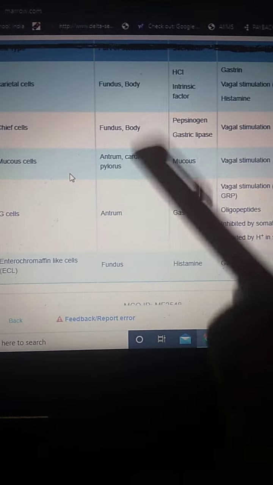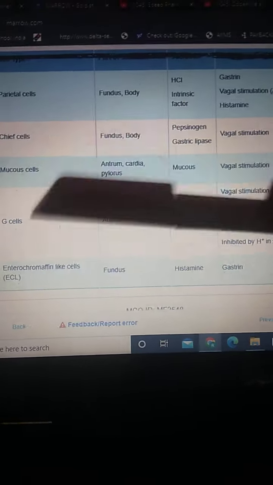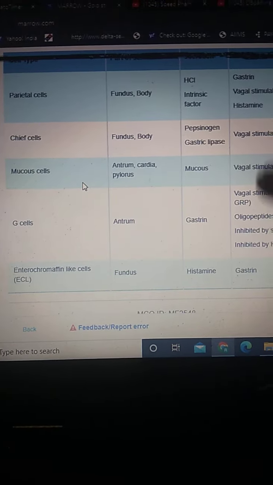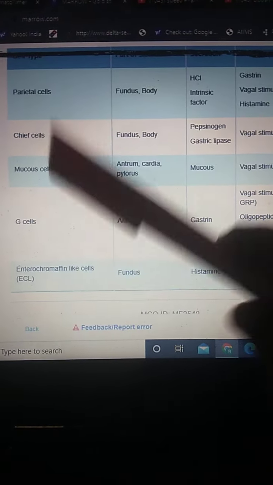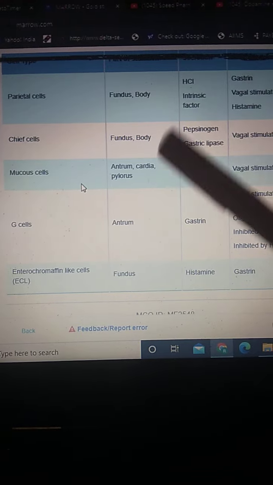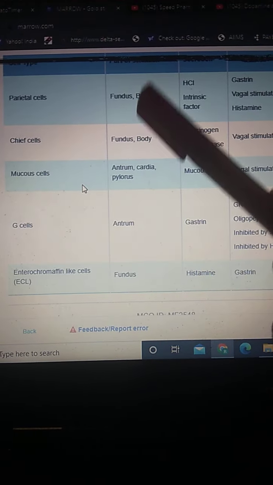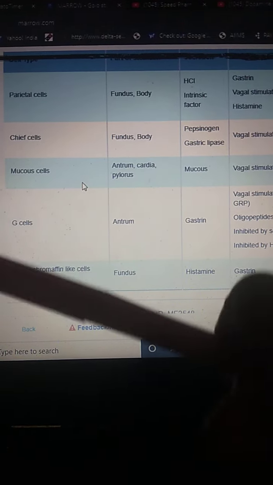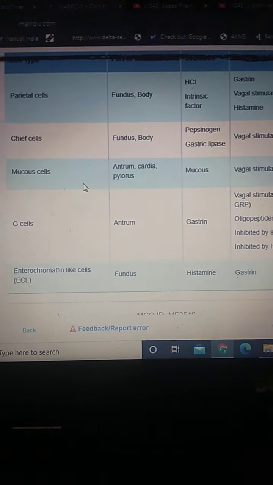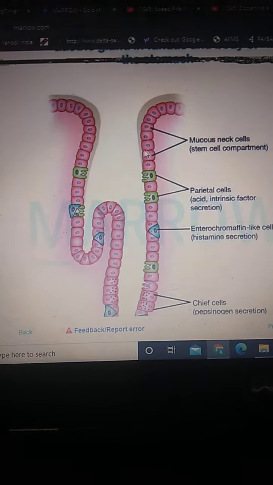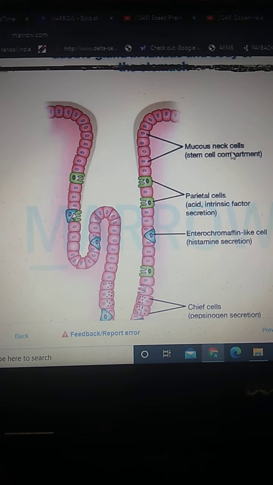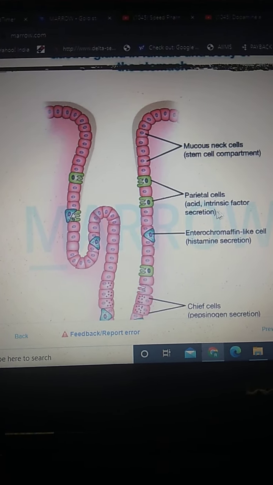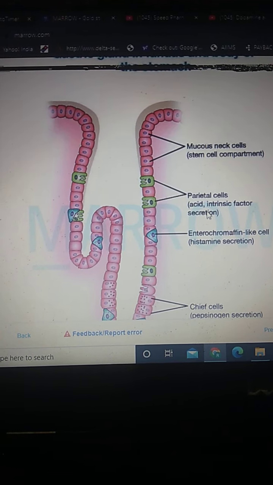First, mucous cells. The mucous cells, which are present in the antrum and cardia, secrete mucus. Okay, we'll see later what stimulates them to secrete. The parietal cell, which is present in the fundus and body, will secrete HCl and intrinsic factor. So mucous cells secrete mucus, and parietal cells secrete intrinsic factor and the acid.